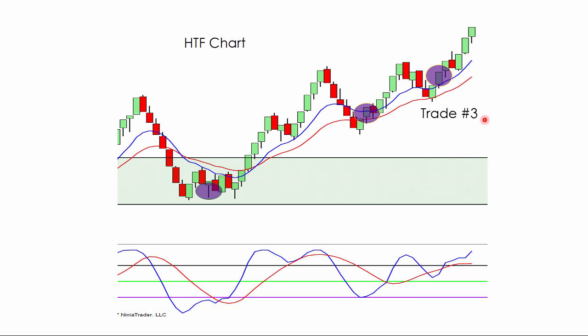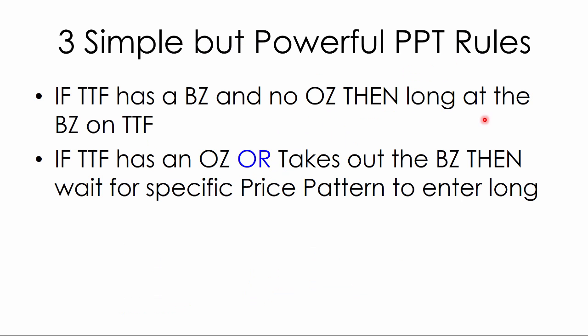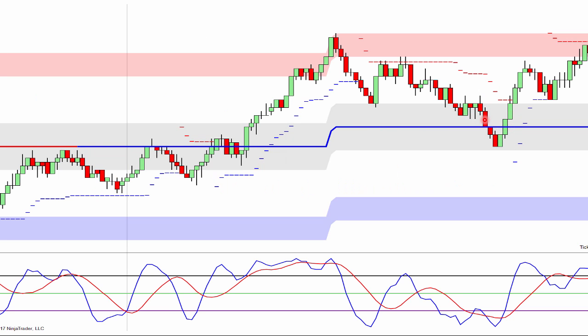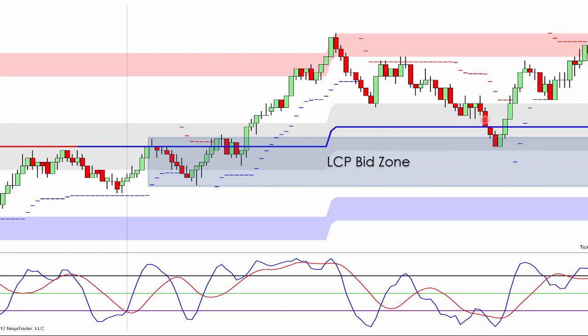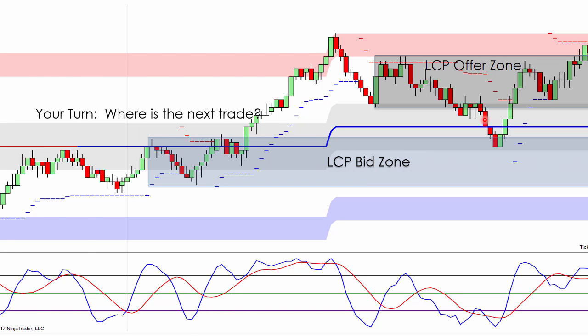Here's trade number 3. Let's review our rules again. Remember, if the trading time frame has a bid zone and no offer zone, I want to be long at the bid zone. If the trading time frame has an offer zone or takes out the bid zone, then I'm waiting for a specific price pattern. Let's look at our trading time frame. Here was that new bid zone. We have an offer zone.